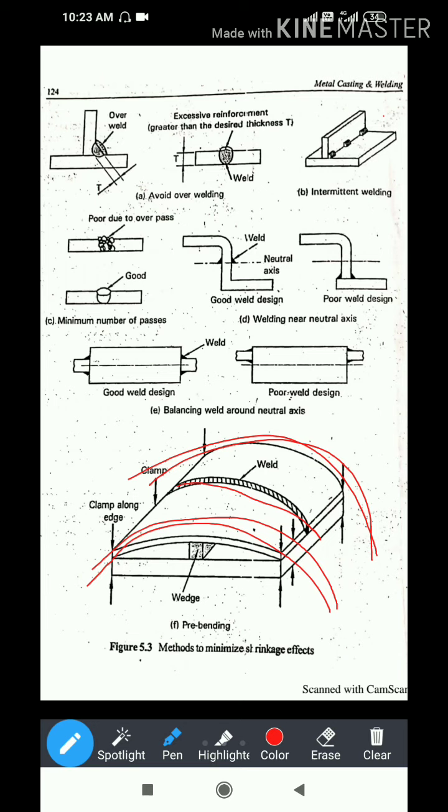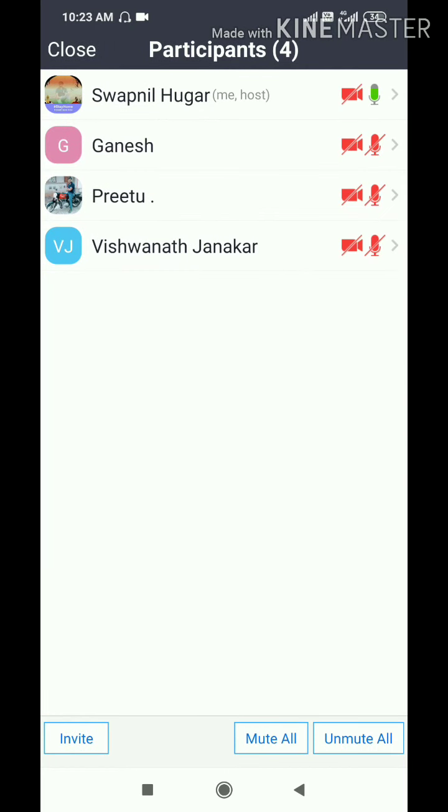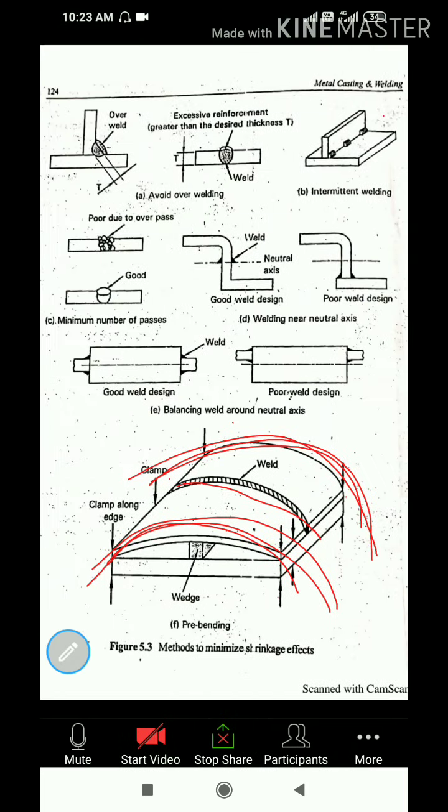For that reason, to avoid the change of shape, the clamping is done over here. To avoid the shrinkage effect, that clamping has been done. So this is how the shrinkage effects during welding can be avoided.